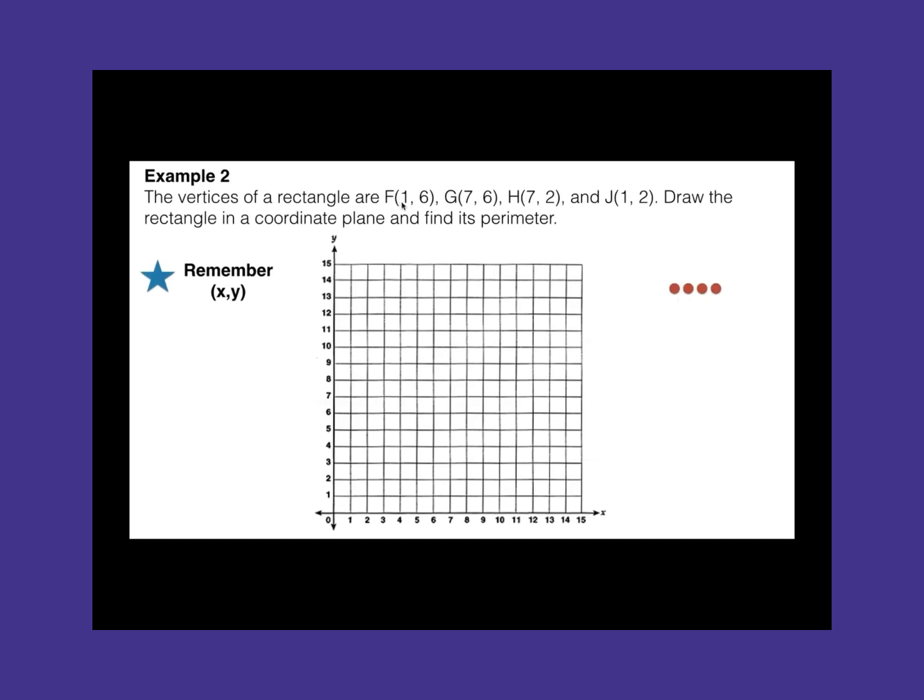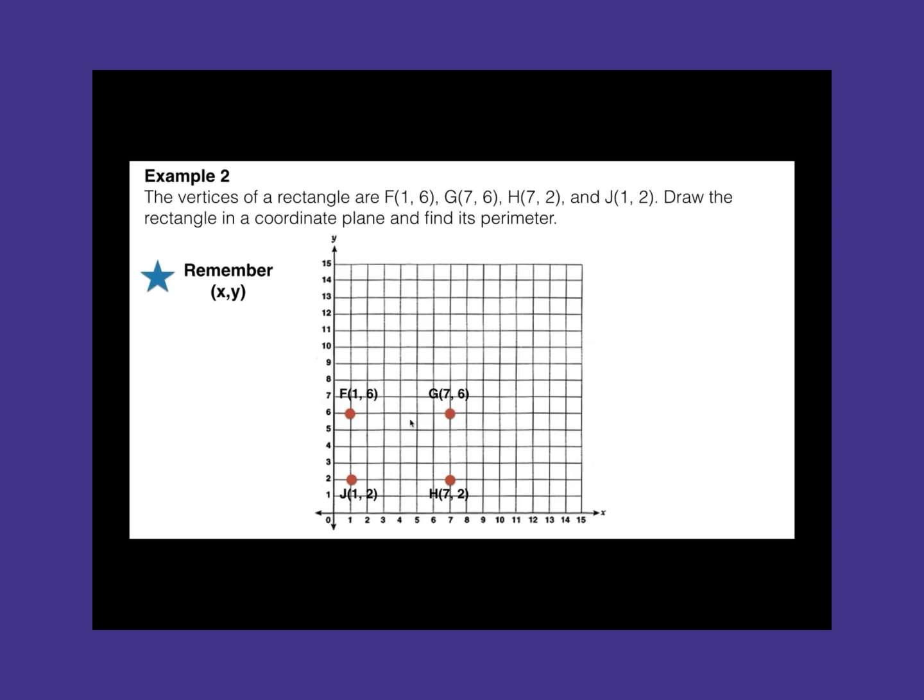Again, first one, F is at 1, 6, over 1, up 6. It's going to be right there. Label it just like always. Next, G is at 7, 6. Go 7 over on my x-axis, up 6. It's going to be right there. Label that. G is at 7, 6. Then H, 7, 2 over 7, up 2. Right there. Label. And finally, J is at 1, 2 over 1, up 2. Right there. Label it. Now we've got our points.